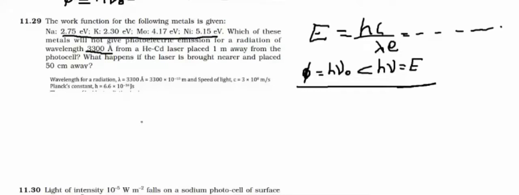And if you keep the source of light close to the emitter, then the intensity of light increases. Repeat, the intensity of light increases. And when the intensity of light increases, what happens? More photoelectrons are emitted. You know, photo current depends on intensity. More electrons are emitted in the case of sodium and potassium, while for molybdenum and nickel, there is no change.